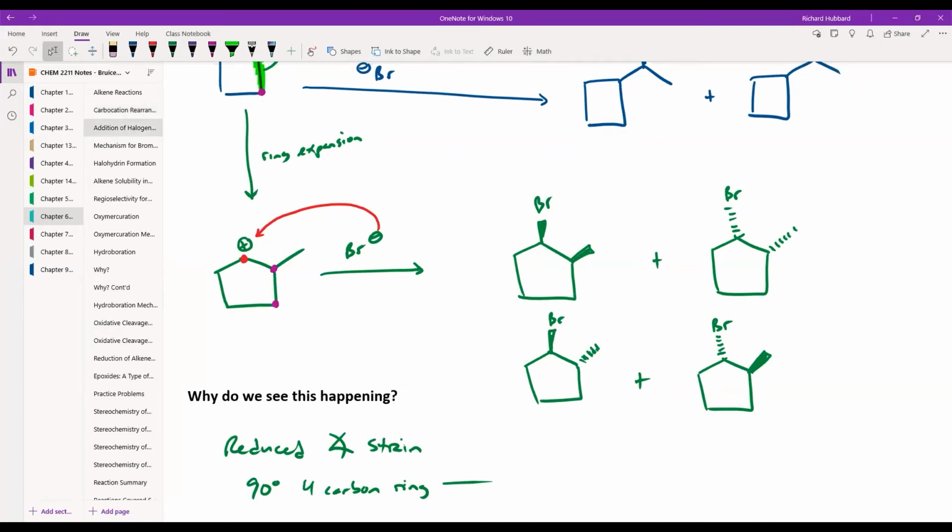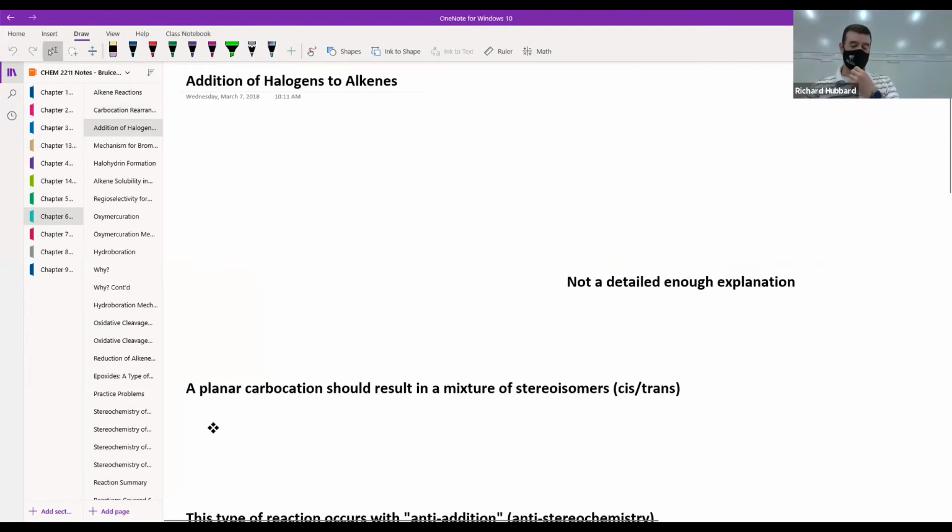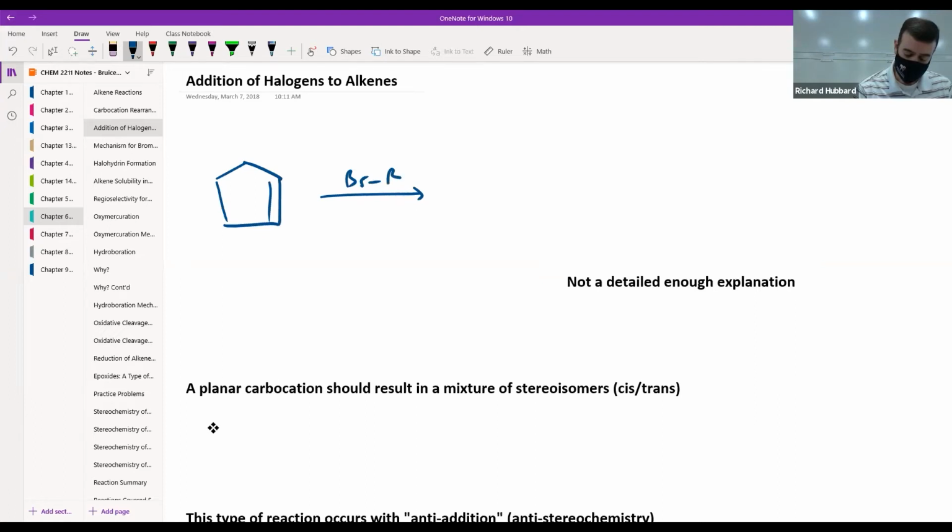Excellent. All right, so let's talk about halogens to alkenes. You've done this in lab. This was your diphenylacetylene from last week, right? So we're going to look at alkenes adding bromine in this instance. We'll start out with cyclopentene. There's Br2.